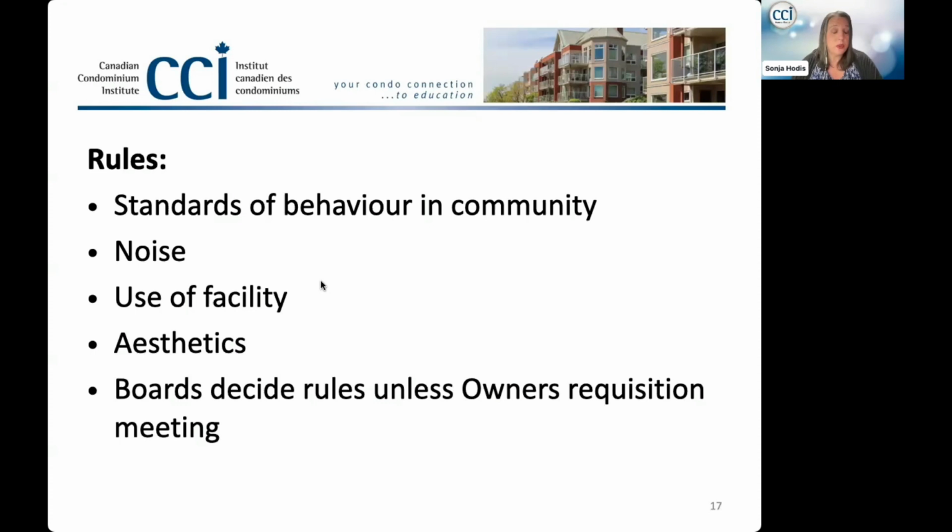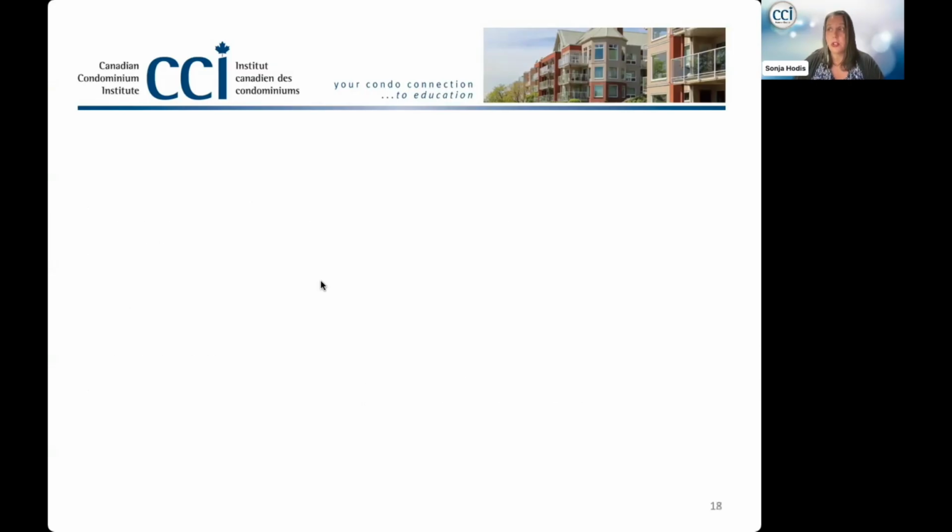In terms of the rules, they're decided by the board of directors, and then they serve notice of the rules on the owners. Owners have an ability within 30 days to requisition a meeting if they don't like the rules. And if the owners don't requisition a meeting, the rules come into effect. So they're much easier to change, and they're much more flexible than the bylaws or the declaration.